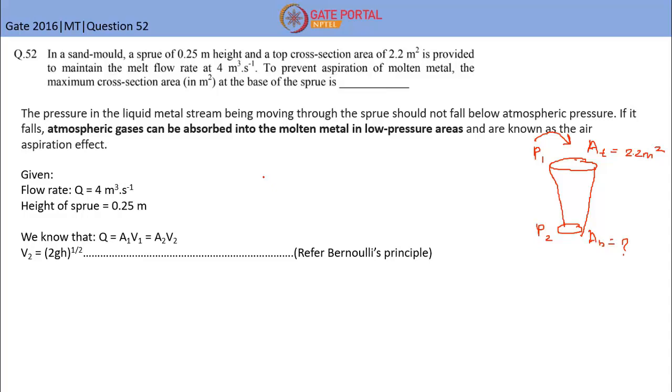So A1 V1 equals A2 V2, and V2 is given by root of 2gh, and this is derived from Bernoulli's principle. You can refer to Bernoulli's principle. It is a small concept where you can find out that V2 becomes root of 2gh. Hence Q, which is 4, equals A, the final area, times root of 2gh. So g is 9.81 and h, the height, is given as 0.25, and we have to find out the area. So area comes out to be 1.806 meter square.